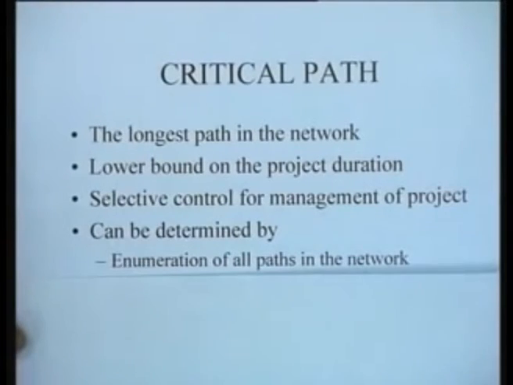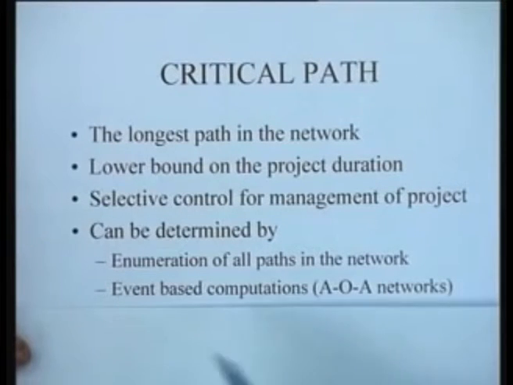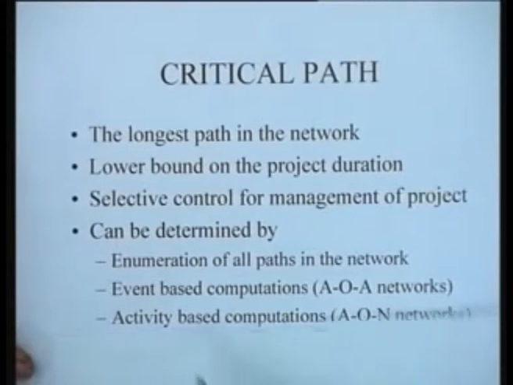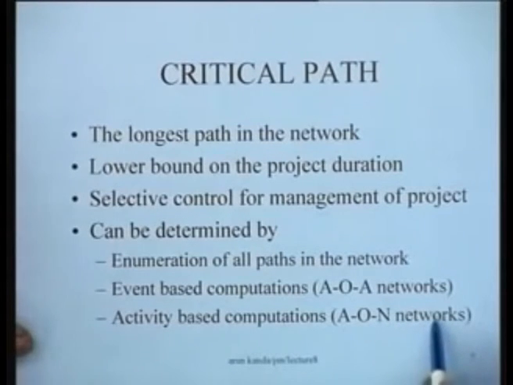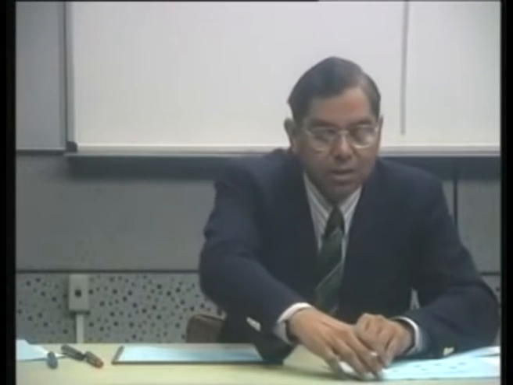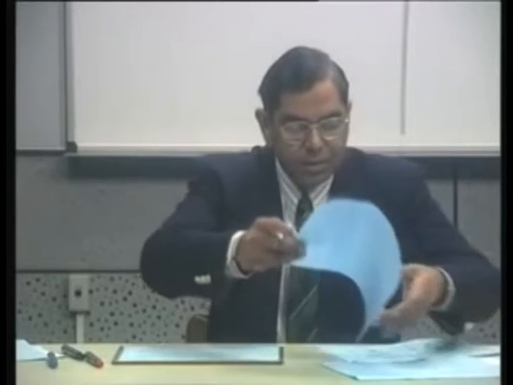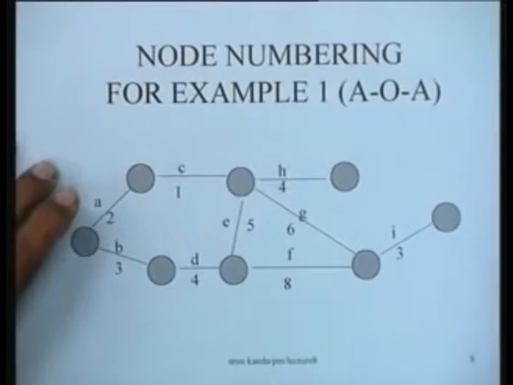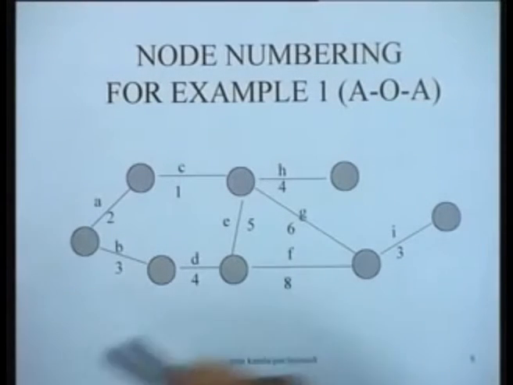So, enumeration is something that can be done, or event based computations on AOA networks is another way of dealing with the determination of the critical path, or we could have activity based computations as one tries to do in activity on node networks. Now, we shall try to see how this computation can be done, but a prerequisite for a situation of that kind is really that we have our network. Let us recall the network that we had drawn.